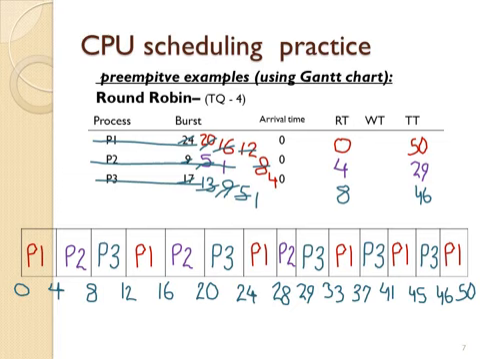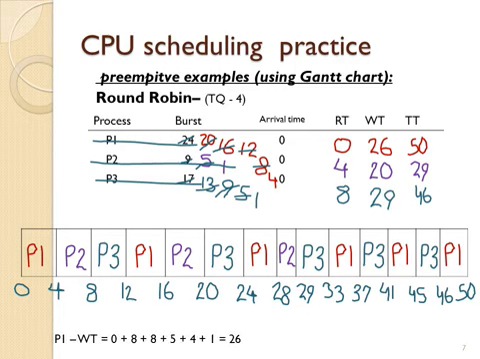And then to get the wait time, you take the turnaround time and you subtract the burst time. So P1 is 26, P2 is 20, P3 is 29, and you can take these amounts and add them up and divide by 3, so you could get the averages. But you could also add up to get the wait time.